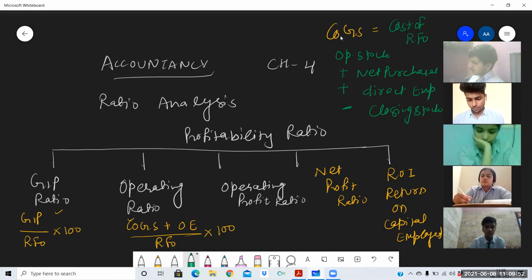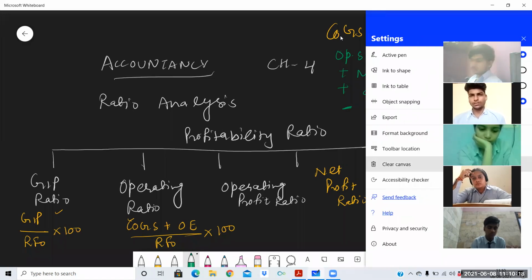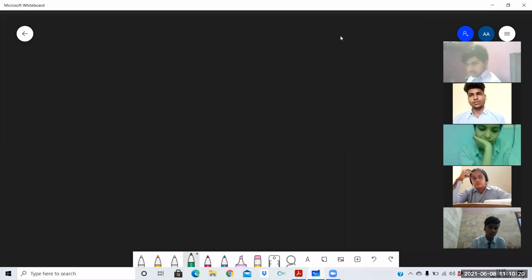So today we will start with operating profit ratio. There is a very minor difference between operating ratio and operating profit ratio. In operating ratio, we are talking about the cost of operations. And while calculating operating profit ratio, we are talking about the operating profit. It means profit from business operations.